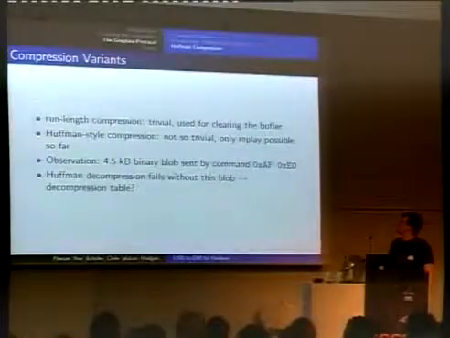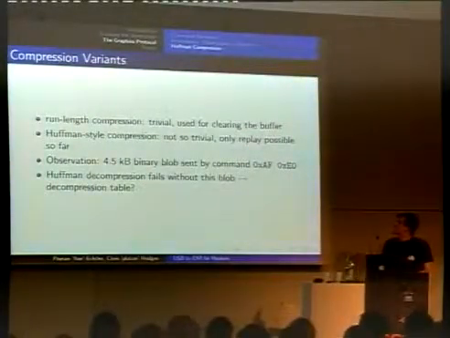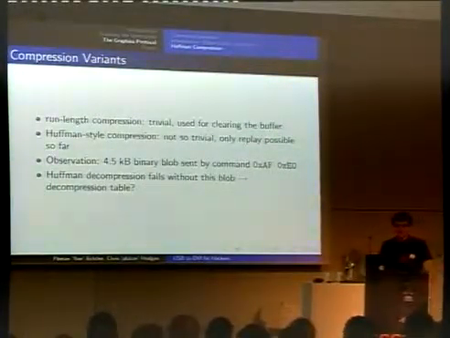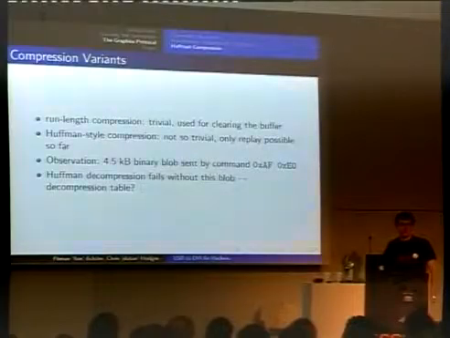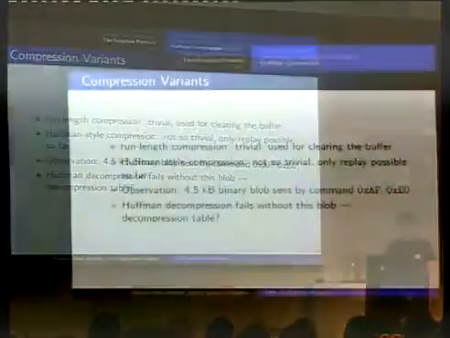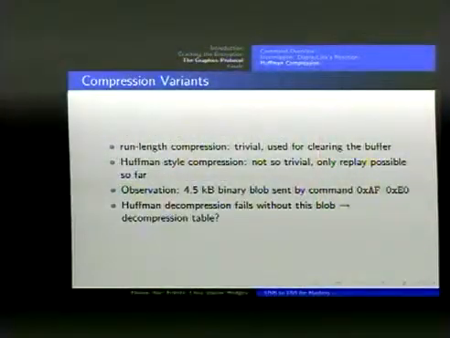I already mentioned the run length compression. The Huffman compression, which something like gzip uses, is of course much more efficient for picture data. The run length compression might actually work quite well for things like desktop images or just user interfaces. But as soon as you get pictures or video, the Huffman compression, of course, is much more efficient.